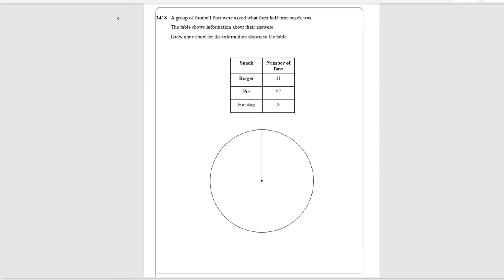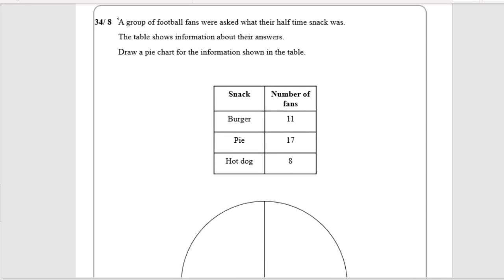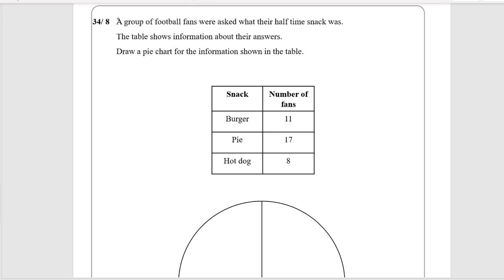Next, yes, you guessed it right. It's a pie chart. Now I don't have a protractor for this one, but I'll do all the calculation so you can work it out. So let's zoom in a little bit. A group of football fans were asked what their half-time snack was. The table shows information about their answers. Draw a pie chart for the information shown in the table.